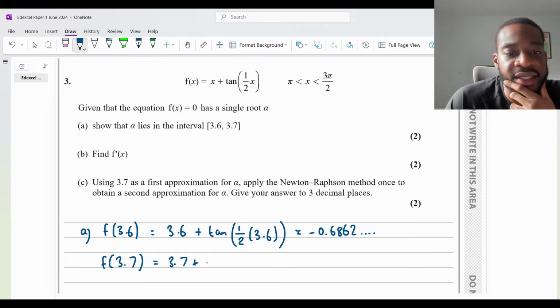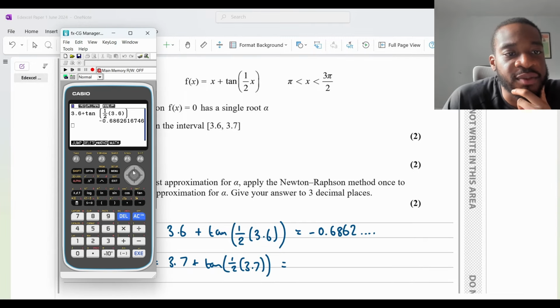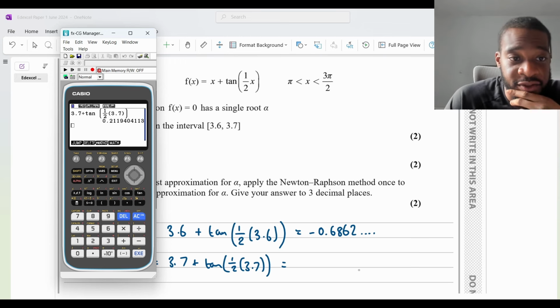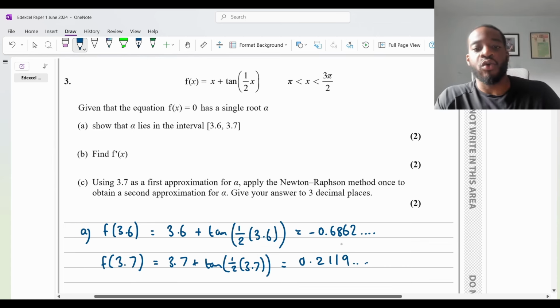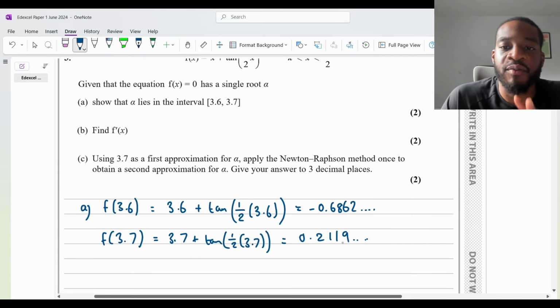Now, 3.7 plus tan of a half of 3.7. What do we get when we put that in? So all I'm going to do is go up there and edit that, I think that'll be easier. Change that to a 7, and then change that one to a 7 as well. And that gives me that number there, which is positive 0.2119. All right. So we've plugged in 3.6, we plugged in 3.7.